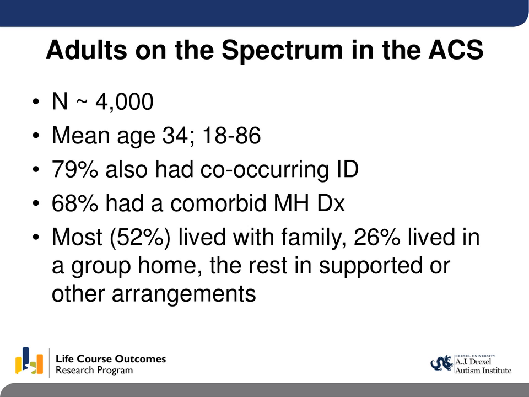So for the first time, we're really starting to get into doing indicators and creating national statistics looking at people across the lifespan, in the middle age and older. Because these are people who are qualifying for services through their state DD agency, this particular subpopulation on the spectrum tends to be more severely affected. Almost 80% also had a co-occurring intellectual disability. About 2 out of 3 people have a co-occurring mental health condition of some sort. Most are living with a family, and about 1 out of 4 are living in a group home.